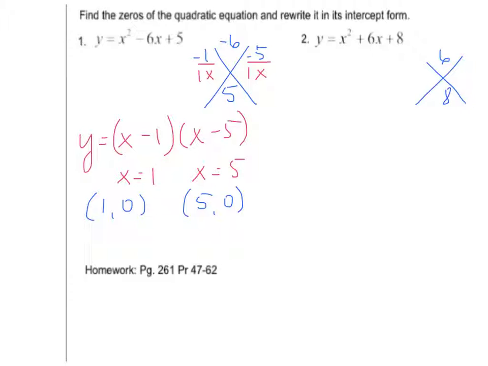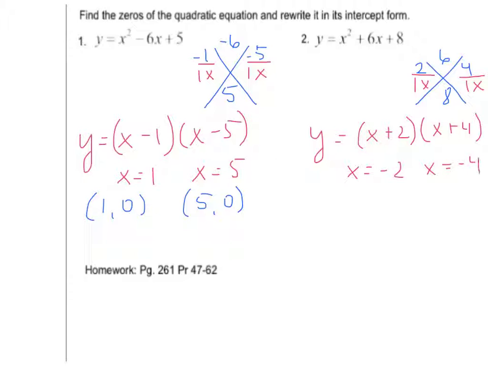6 and 8, the two numbers that add to 6 and multiply to 8 are 2 and 4. So I will write this over 1x again, since a is 1. The equation will be y equals x plus 2 times x plus 4. So my two zeros are x equals negative 2 and x equals negative 4. Or if I write it as an ordered pair, negative 2, 0, and the second one is going to be negative 4, 0.